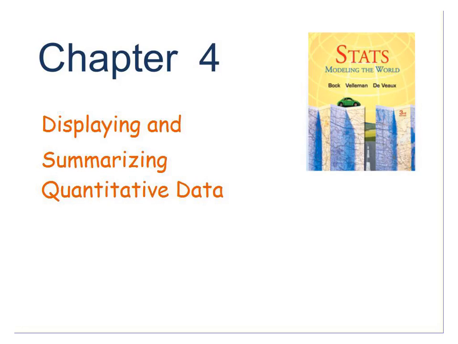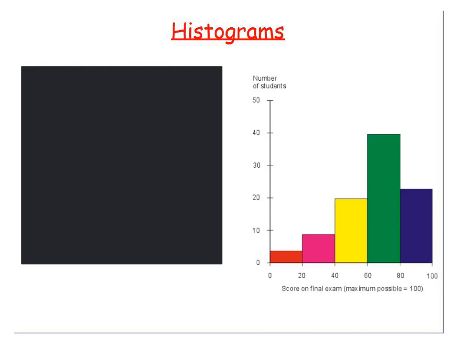Chapter 4 is all about quantitative data. We're going to look at the different types of displays for quantitative data and also how to summarize that type of data. So let's take a look at our first type of graph. This would be the most common graph used for quantitative data, and that's a histogram.